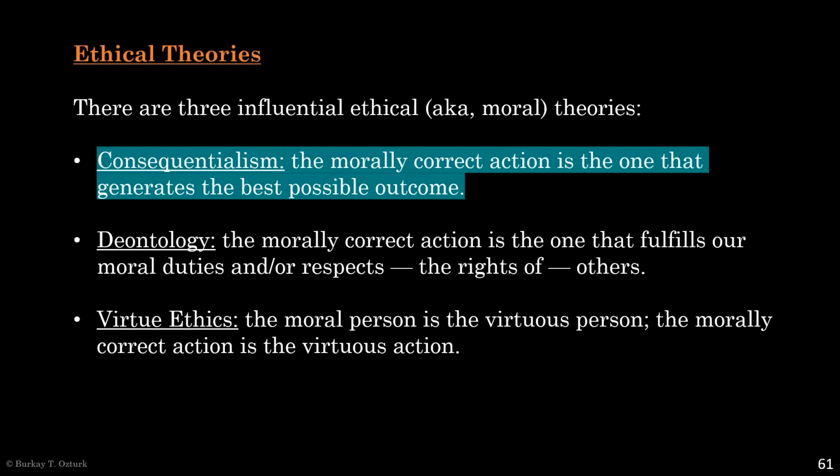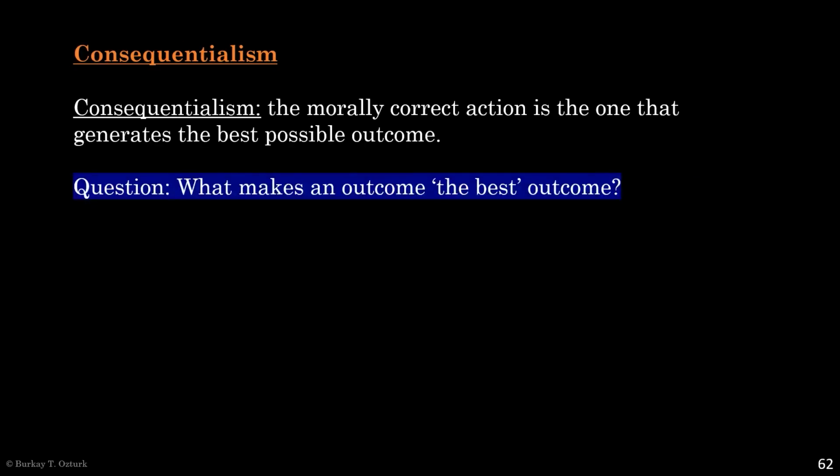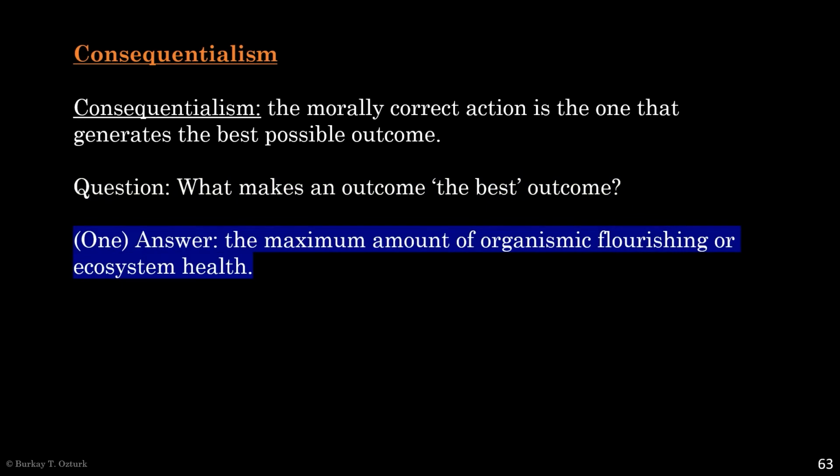Let's start with consequentialism. Here, it is fair to ask, what makes an outcome the best outcome? There are many answers to this question, but one that is most relevant to environmental ethics is this: the best outcome is the maximum amount of organismic flourishing or ecosystem health. Here's how this theory can be applied to a concrete problem.